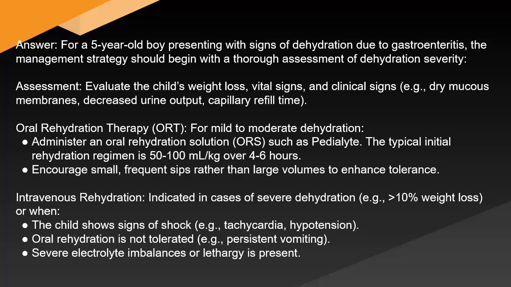Assessment: evaluate the child's weight loss, vital signs, and clinical signs, e.g. dry mucous membranes, decreased urine output, capillary refill time. Oral rehydration therapy: for mild to moderate dehydration, administer an oral rehydration solution, ORS, such as Pedialyte. The typical initial rehydration regimen is 50 to 100 mL/kg over 4 to 6 hours. Encourage small, frequent sips rather than large volumes to enhance tolerance. Intravenous rehydration is indicated in cases of severe dehydration, e.g. over 10% weight loss, or when the child shows signs of shock, e.g. tachycardia, hypotension, or when oral rehydration is not tolerated, e.g.